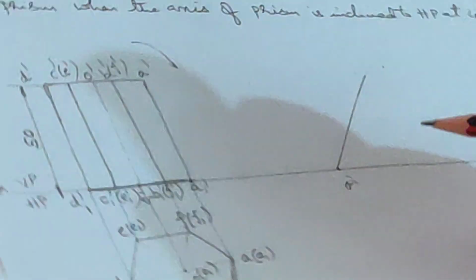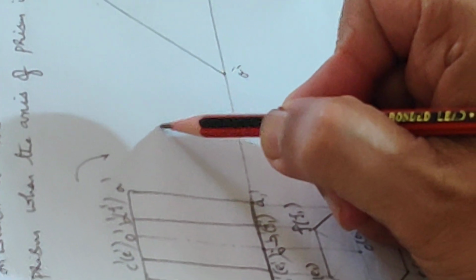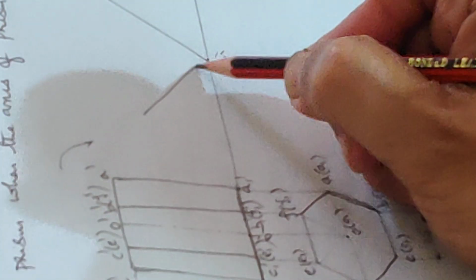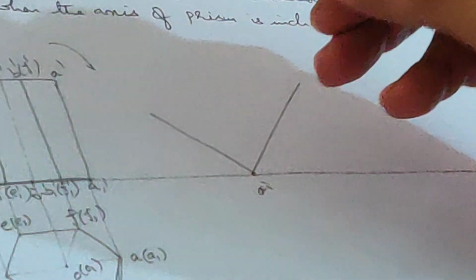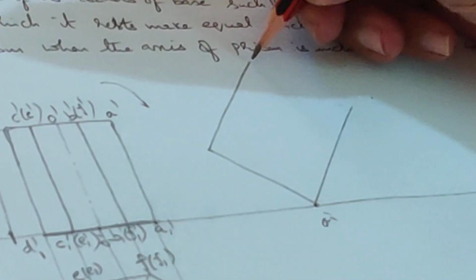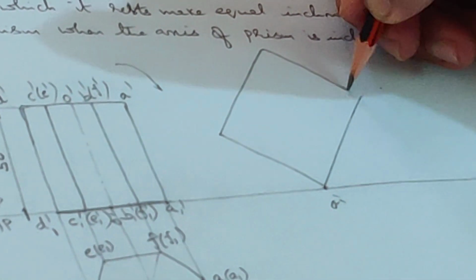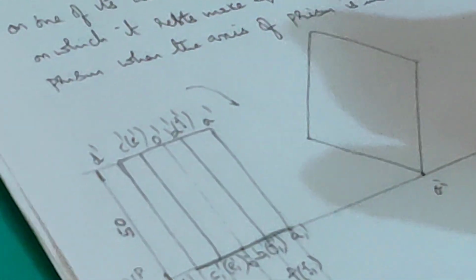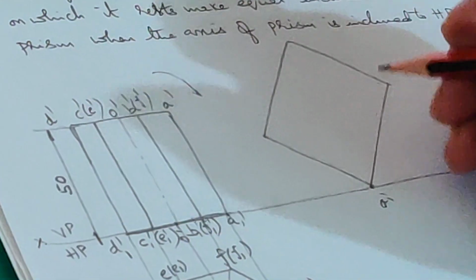Now I will draw the base. The base should be perpendicular to this edge. And then I will complete the rectangle. Same dimensions, no change in dimensions.